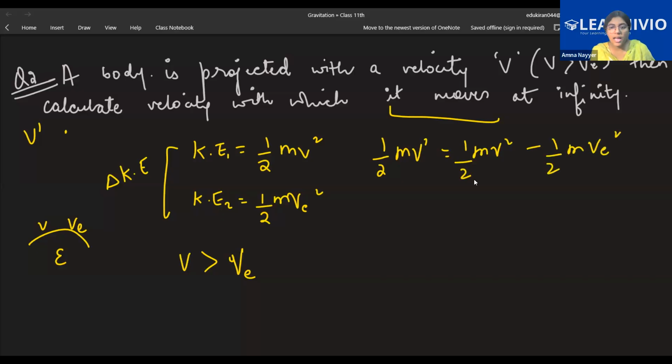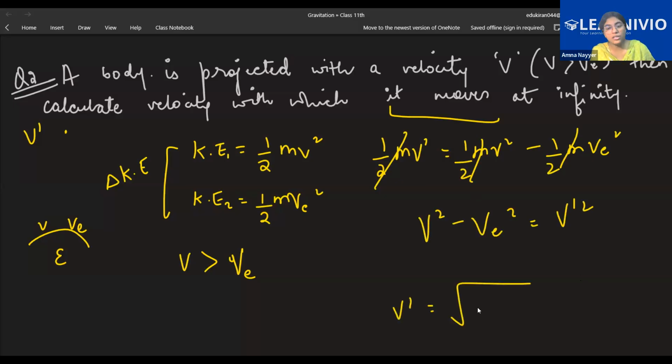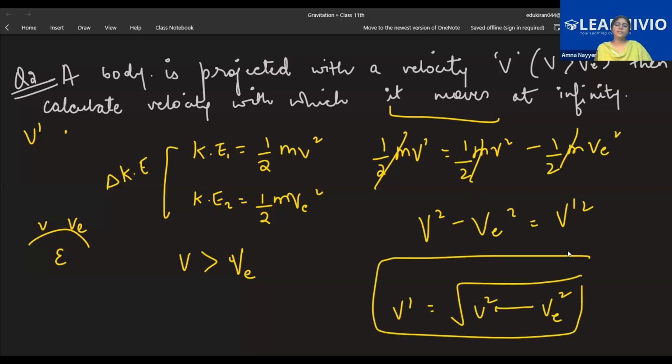So from this half m gets cancelled, right? So v square minus ve square is equal to v dash square. So v dash is equal to root of v square minus ve square.